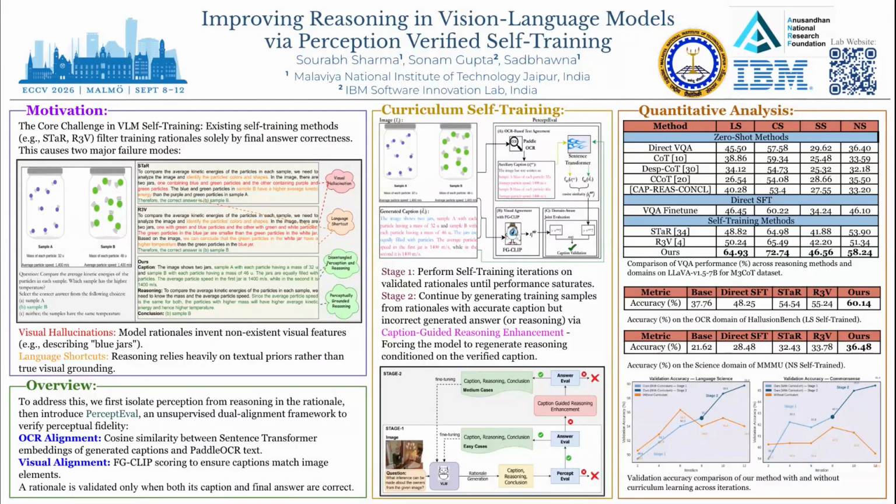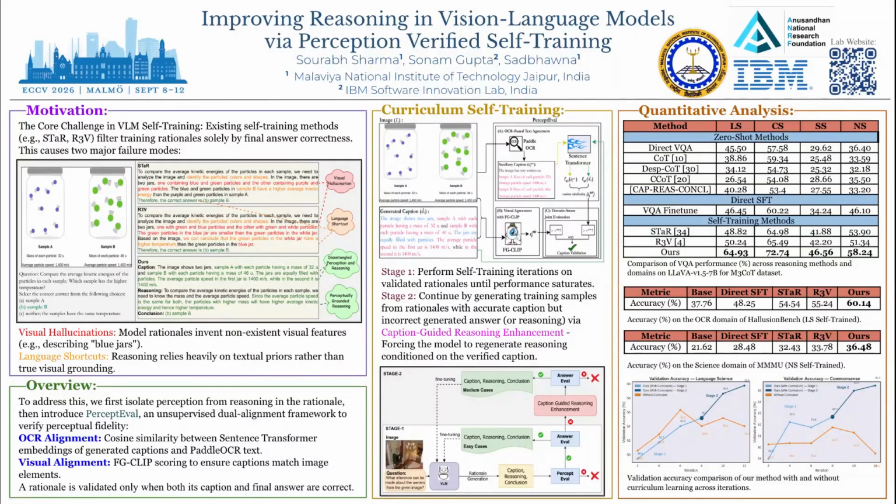So in the second stage, we will have validated rationales as well as the rationales which are generated through caption guided reasoning enhancement. In the second stage, we are introducing somewhat difficult samples to our training pipeline, right? So the model will become better as compared to only performing stage one. So this is what our curriculum self-training is.